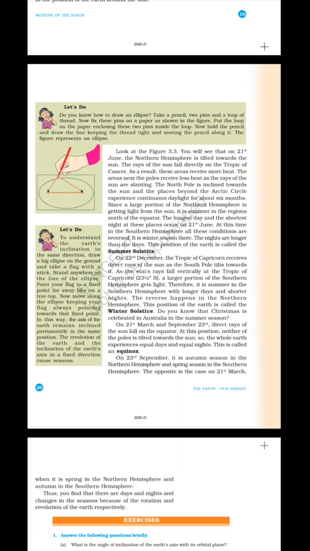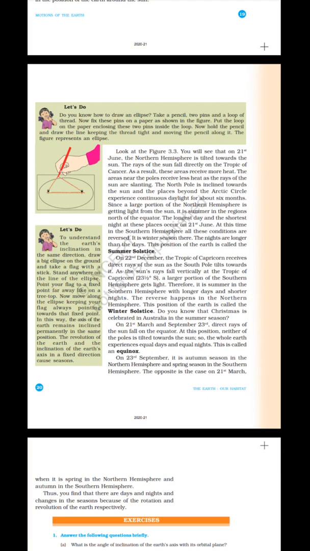Let's do. To understand the earth's inclination in the same direction, draw a big ellipse on the ground and take a flag with a stick. Stand anywhere on the line of the ellipse. Point your flag to a fixed point far away, like a treetop. Now move along the ellipse keeping your flag always pointing towards that fixed point. In this way, the axis of the earth remains inclined permanently in the same position.